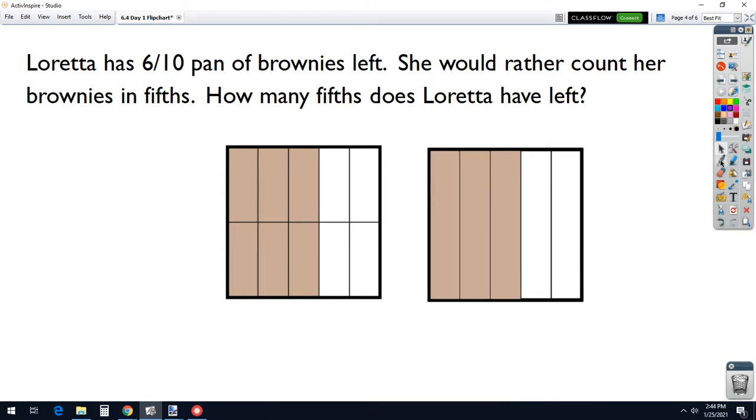Now that's the same amount of brownies. She didn't add any brownies to the pan. In fact, I could draw a line right here, and I'm back to tenths again, aren't I? So 6/10 is the same as how many fifths? How many parts out of 5 parts? Well, it's the same as 3/5, or 3 out of 5 parts.